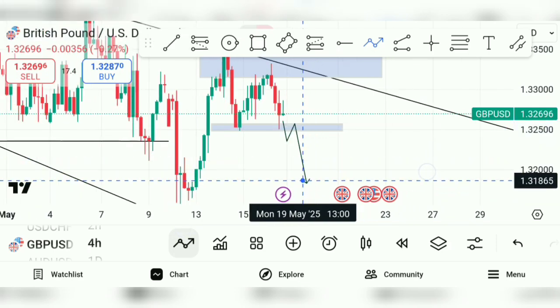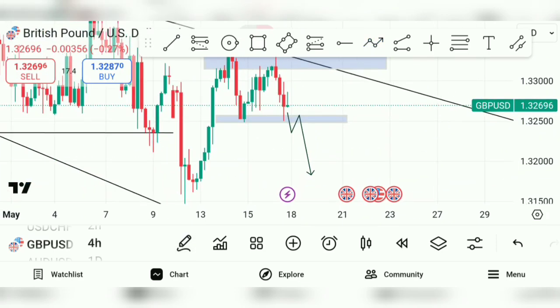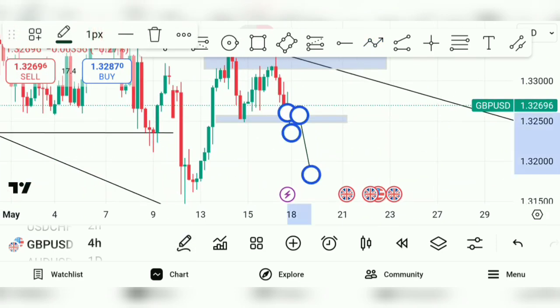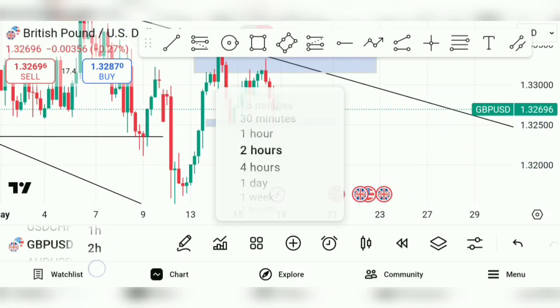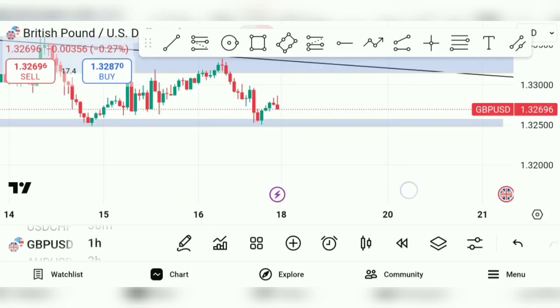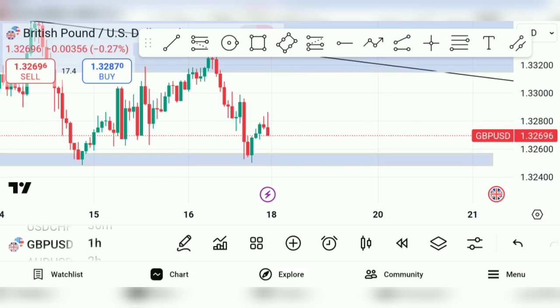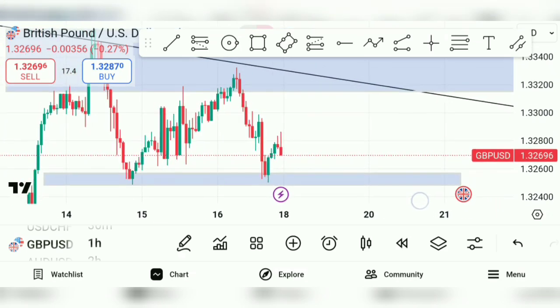So what I'll basically do, so I don't miss entry from this zone, I'll just scale down to the 1 hour time frame to refine the entry. Yes, this is what I like. This is what I love.